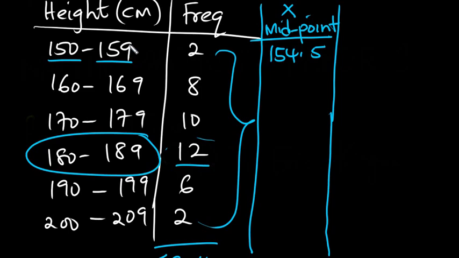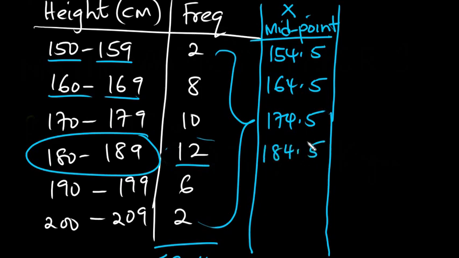So that is going to be the value that we are going to use. Okay, so for this case, if we add the 2 and then divide by 2, we are going to have 164.5. Then the next one is going to be 174.5. Next is 184.5. Then 194.5, and finally 204.5. Okay, so that's the midpoint.